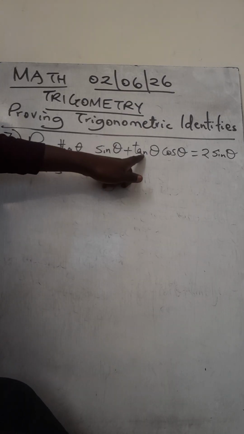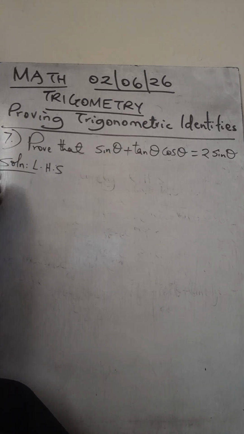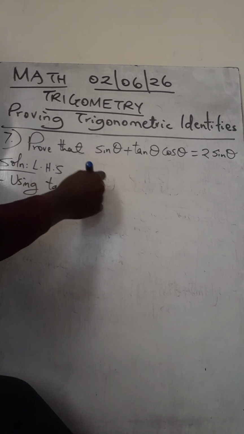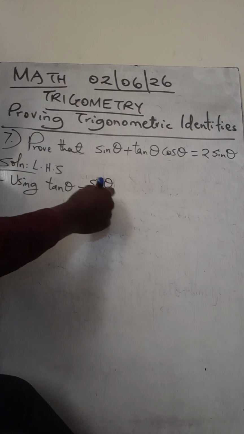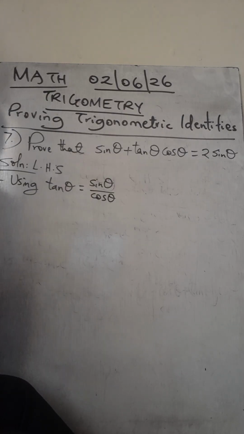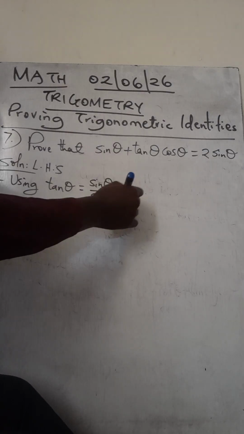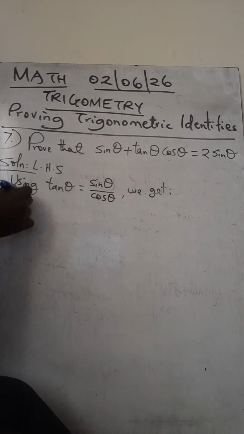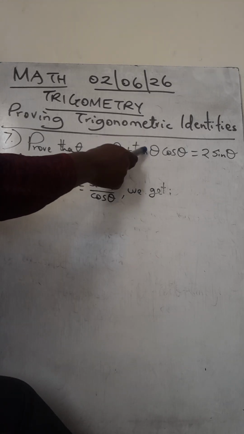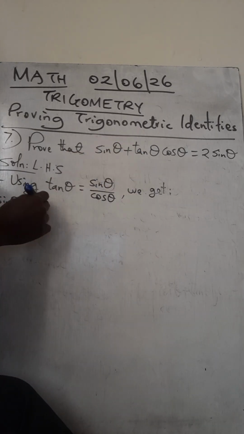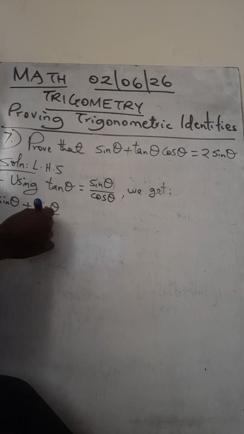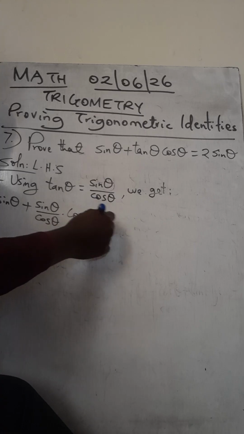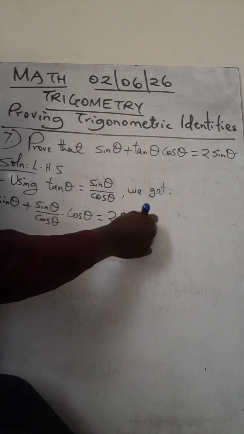So I can see there is tangent of theta here. There is this identity that says tangent of theta is sine of theta divided by cosine of theta. We use that one. We get sine of theta plus, instead of saying tangent of theta, we write sine of theta over cosine of theta, times cosine of theta here equals 2 sine theta.